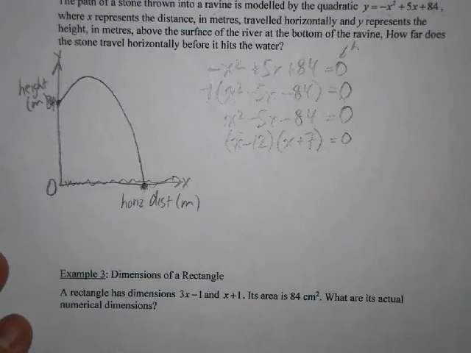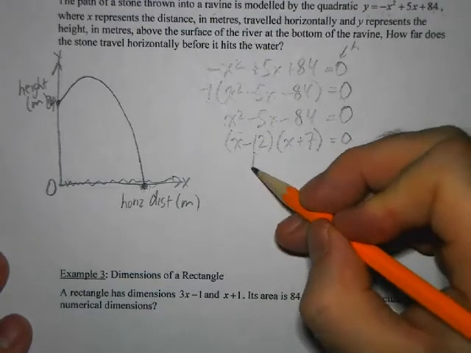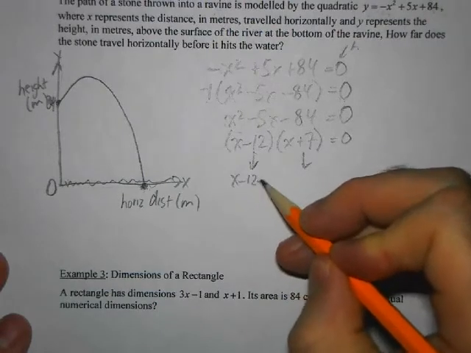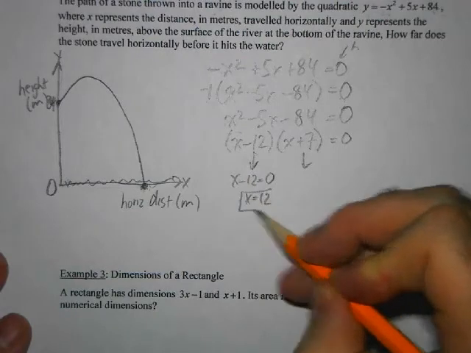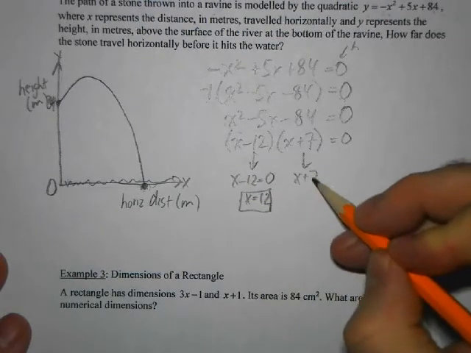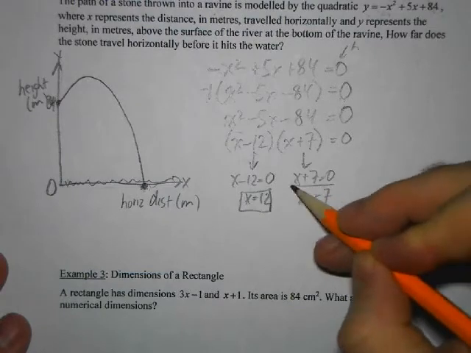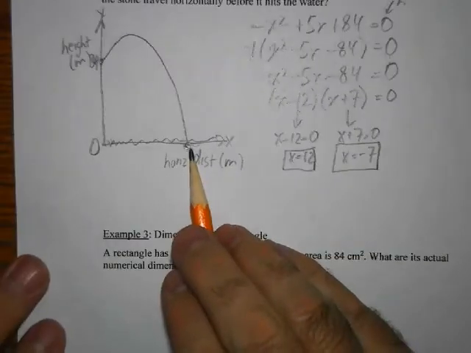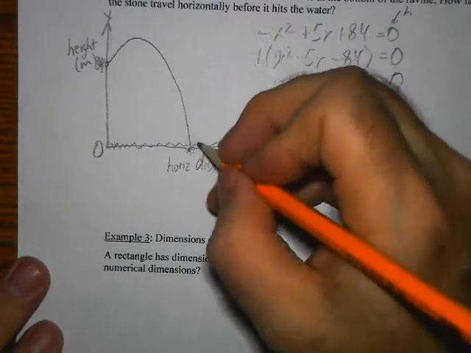So I've basically changed this equation into factored form, and now I solve it the way I did before. Set each factor equal to 0, and this value of x is going to be 12. x + 7 = 0, this one will be -7. Okay, so I actually got two answers, but I'm only trying to find this one point. One's negative and one's positive, so pretty sure this is 12 meters.